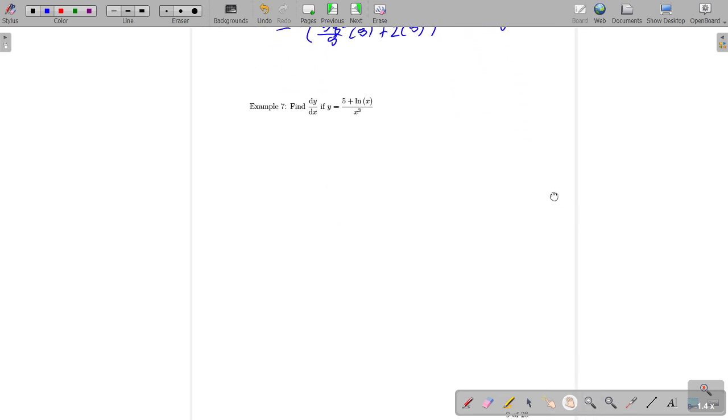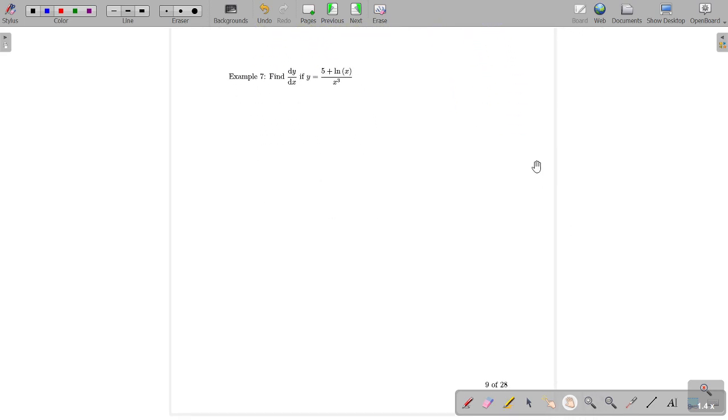Okay, let's take a look at this next one, example 7. So I now have a logarithm here, and then I've got a quotient. So I've got to use the quotient rule, but within the quotient rule, I'm going to be taking derivatives of the natural log. So let's go through this.